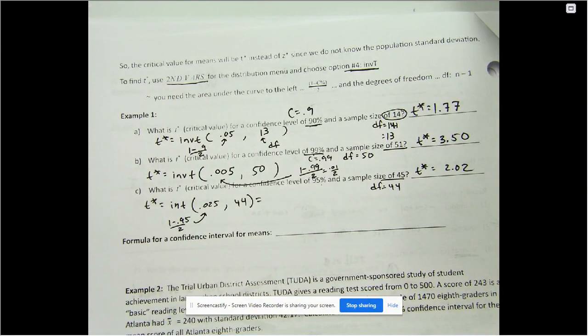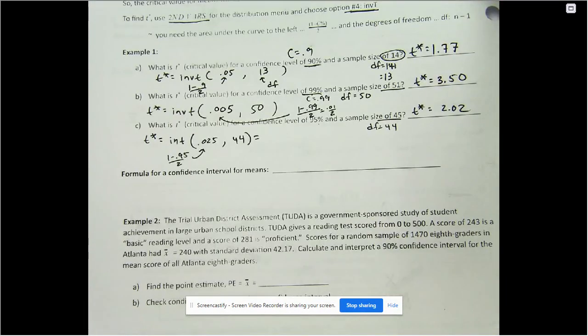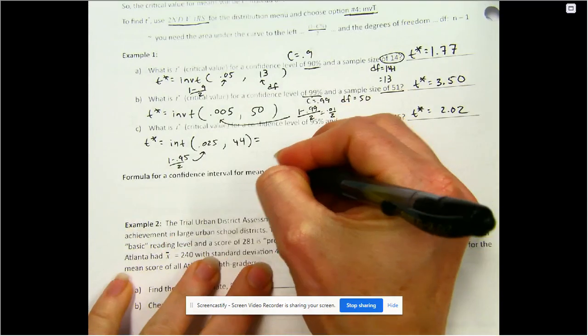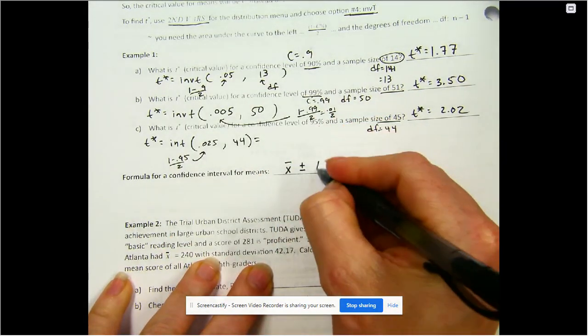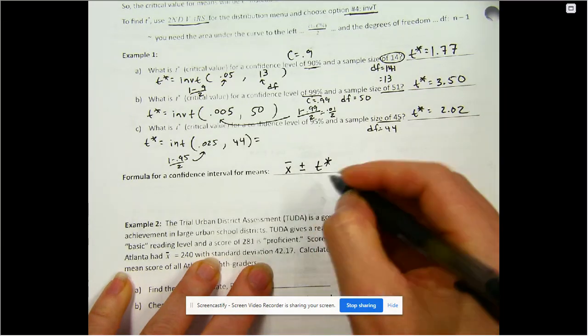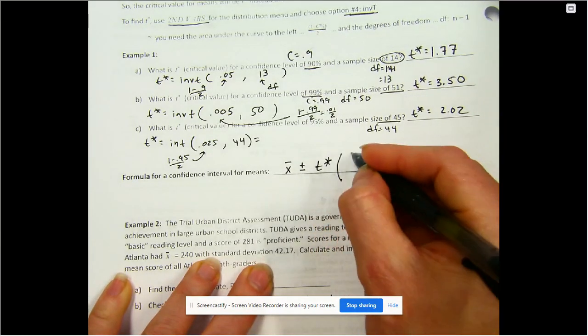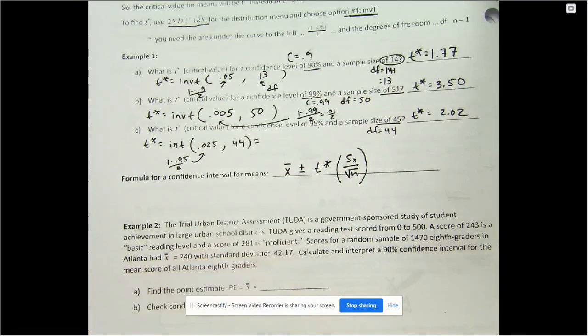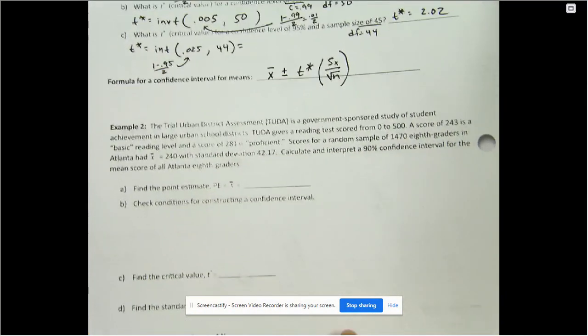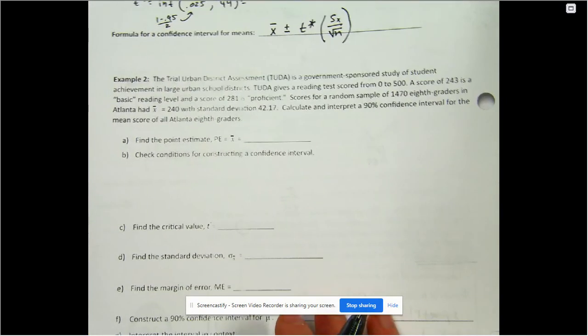All right. So the formula for a confidence interval for means is point estimate, which is X bar, plus or minus my critical value, which is T star, and then our standard error, which is going to be standard deviation from the sample over root N. So let's go ahead and let's calculate one of these by hand.